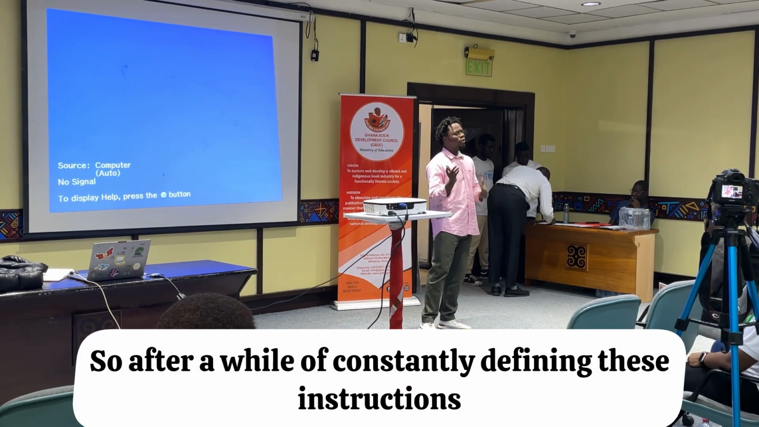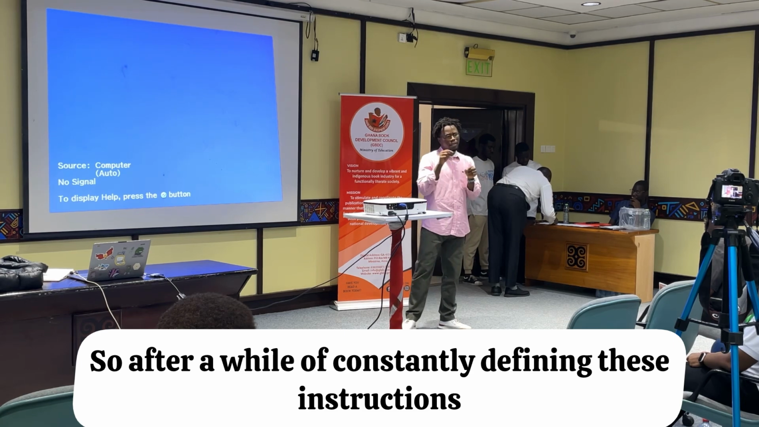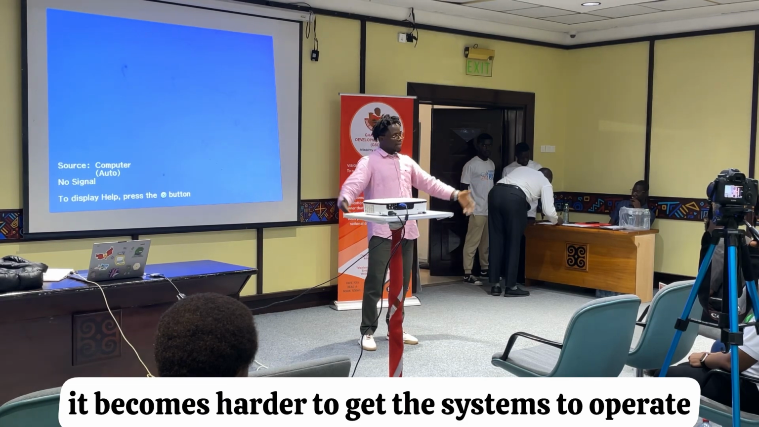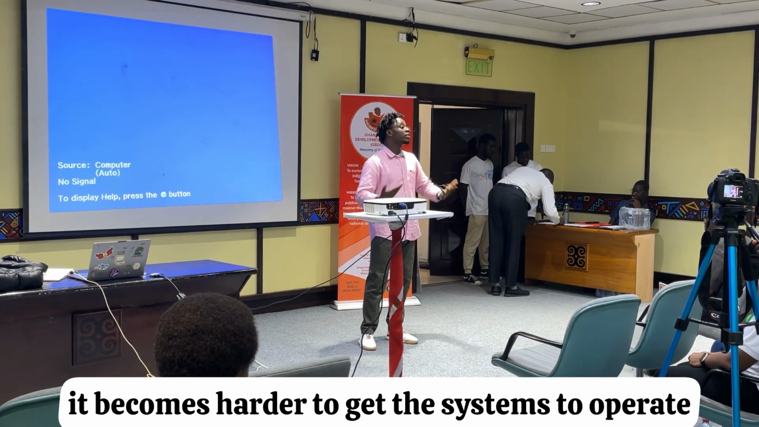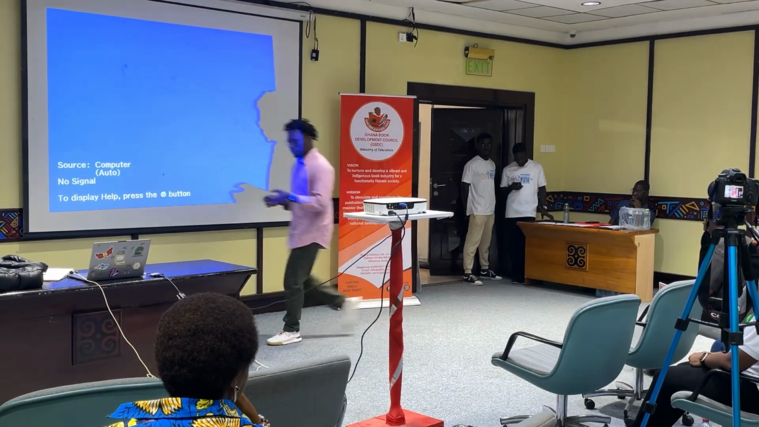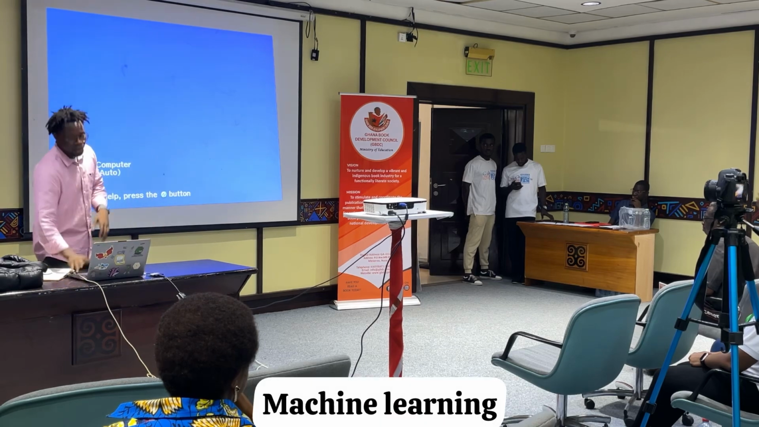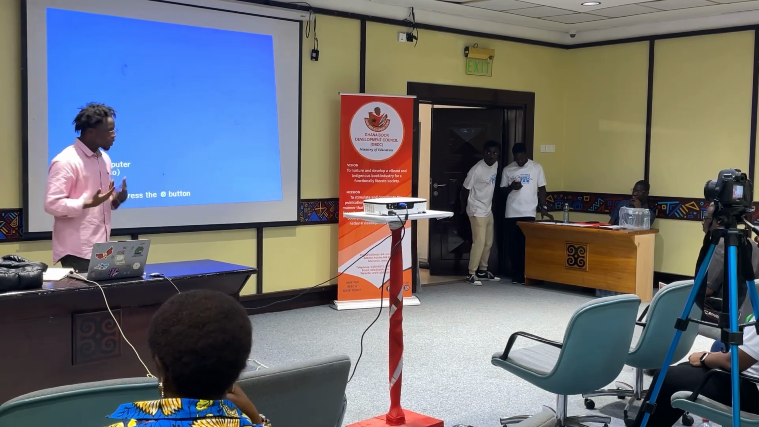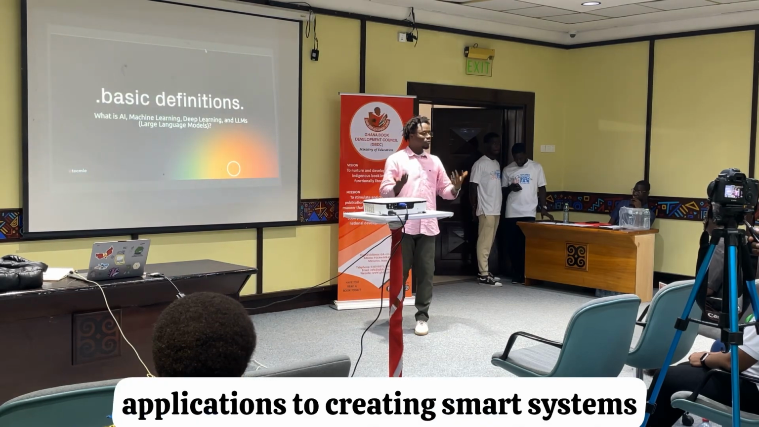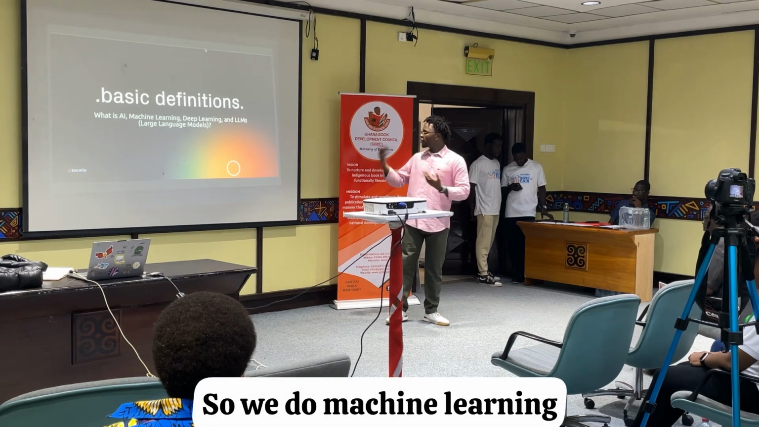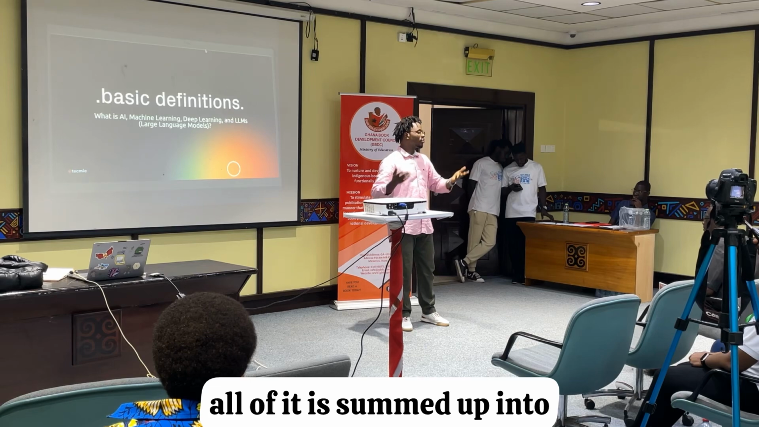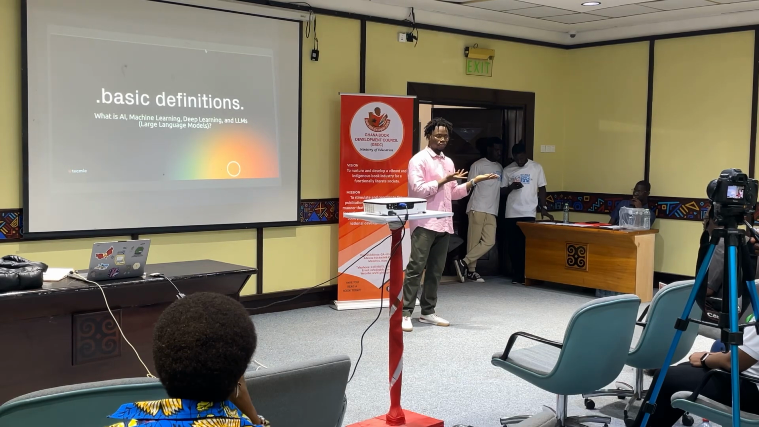So after a while of constantly defining these instructions, it becomes harder to get the systems to operate the way we want them to. Essentially, the word is smart. We created machine learning. Machine learning was one of the first approaches and applications to creating smart systems. So we do machine learning, we do deep learning, and today all of it is summed up into what we call artificial intelligence.